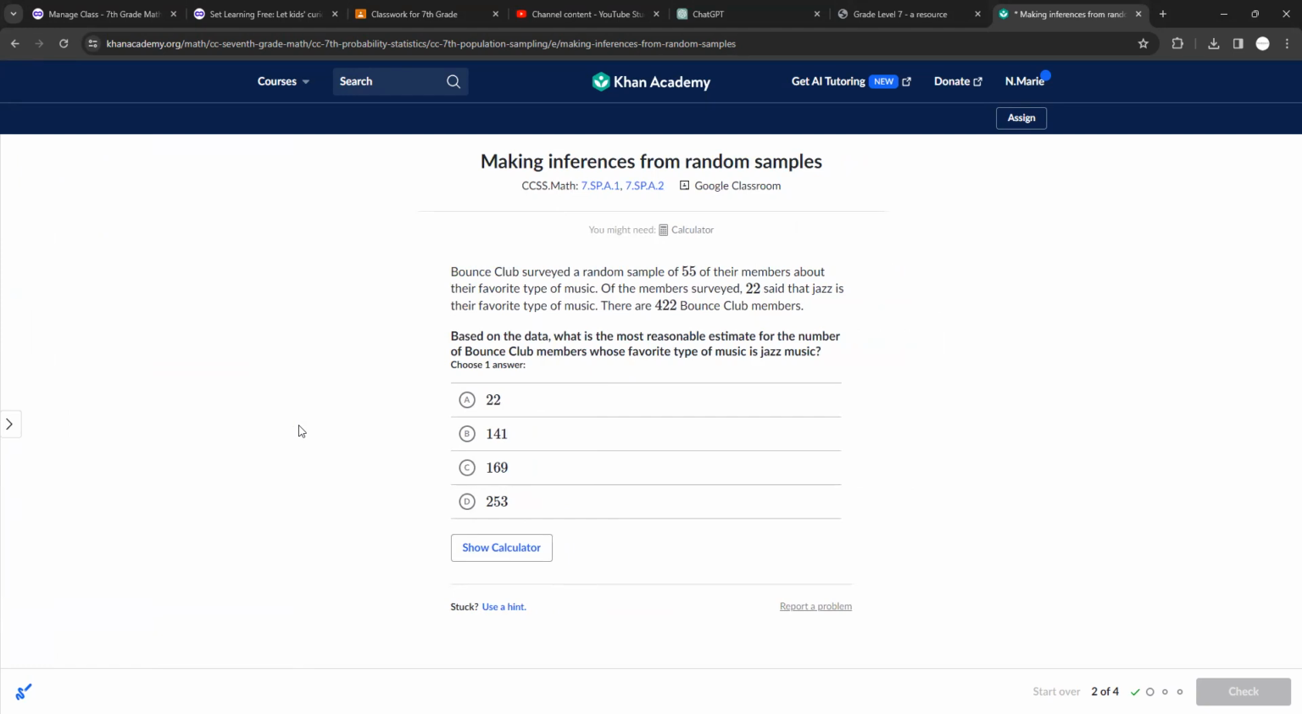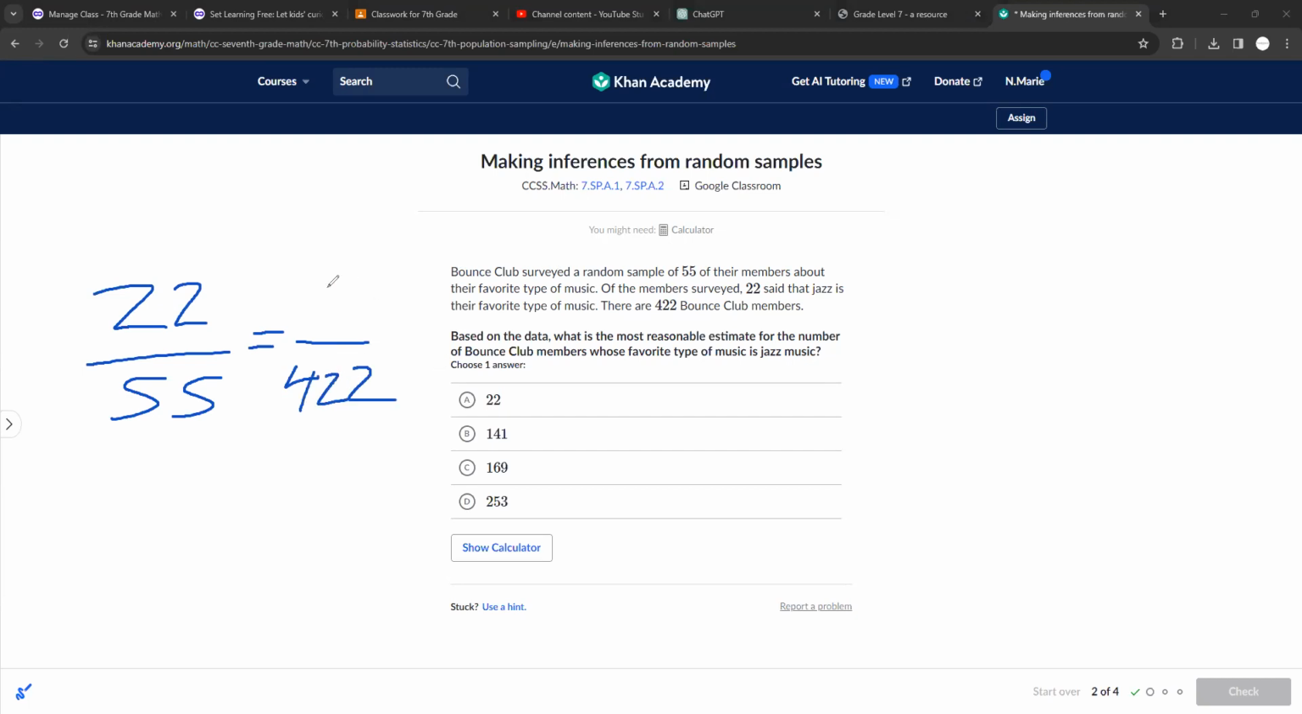Bounce Club surveyed a random sample of 55 of their members about their favorite music type. Of the members surveyed, 22 said that jazz was their favorite, and there are 422 Bounce Club members. Based on the data, what's the most reasonable estimate for the number of Bounce Club members whose favorite type of music is jazz? So Bounce Club surveyed a random sample of 55 of the members. 22 of them liked jazz, but there's a total of 422.